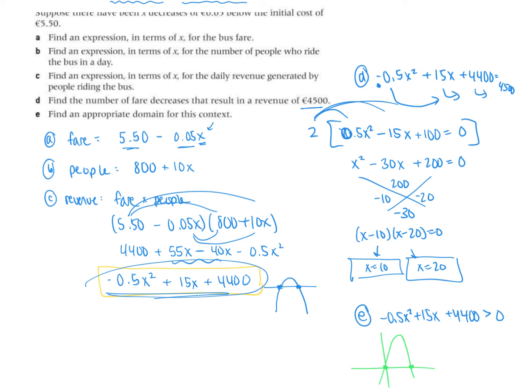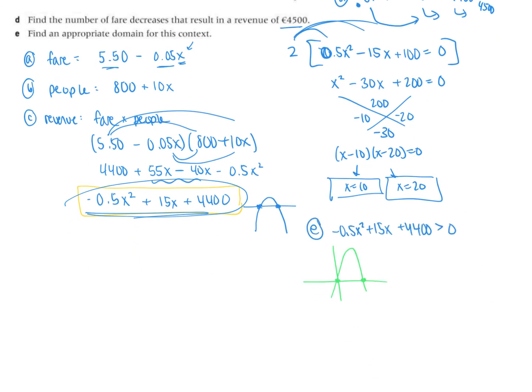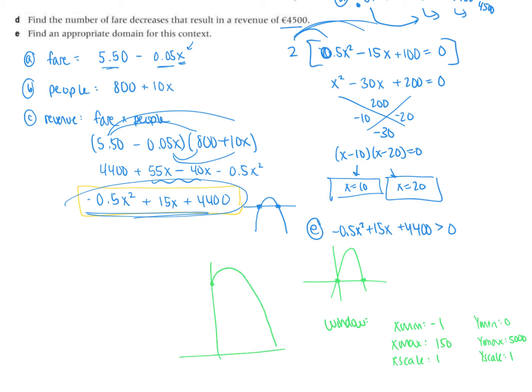So I'm going to plug this into my calculator. I really had to adjust the window for quite some time, so this is what my window ended up being. The x min is -1, and the x max I had to go to 150, with a scale of 1. I usually leave the scale as 1. The y min I did 0, and the y max I did 5,000, and again the y scale by 1. So then I can finally see it looks like this.